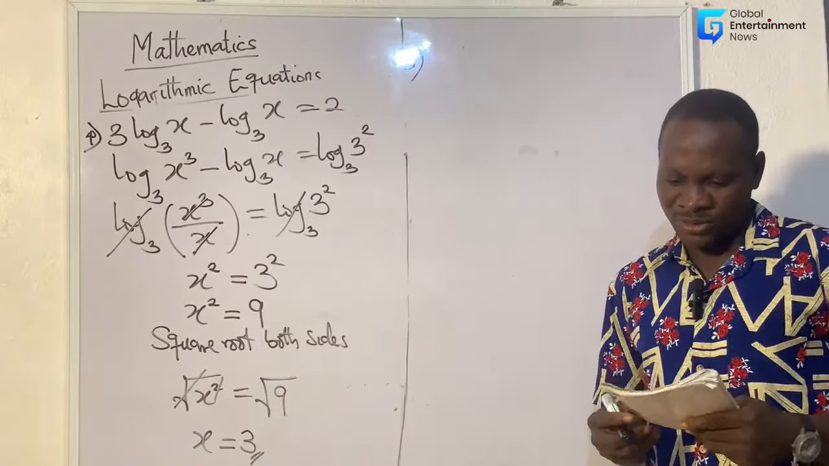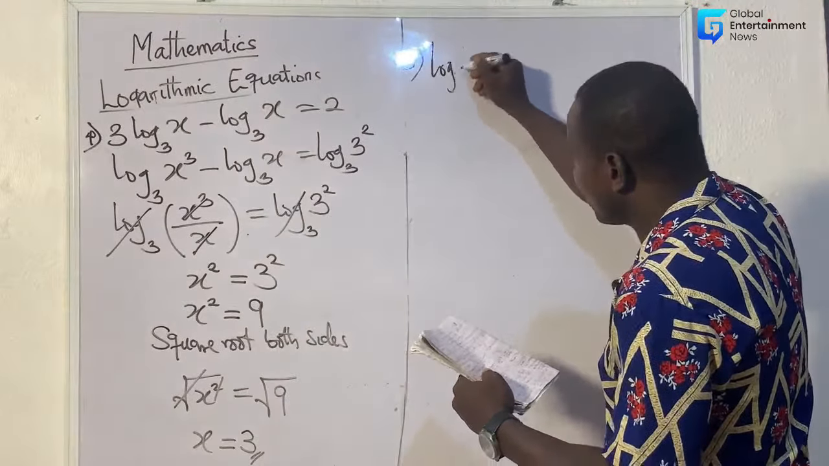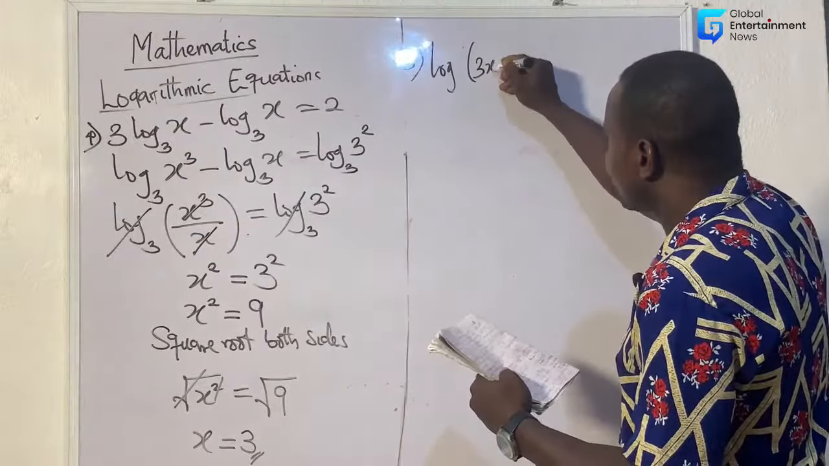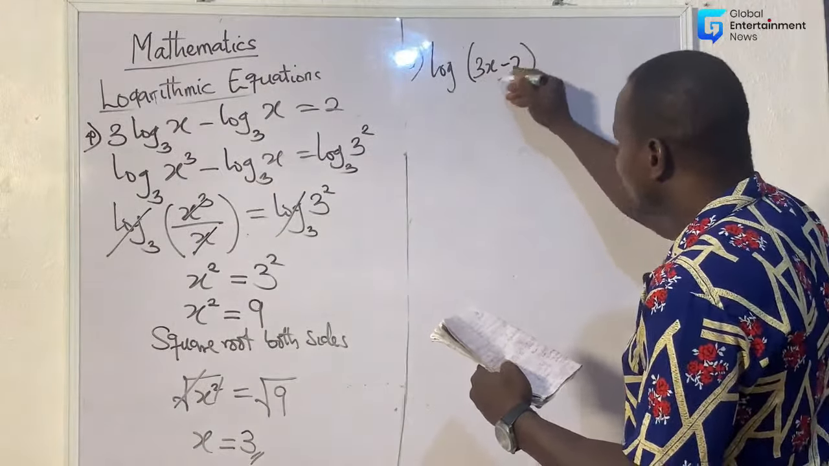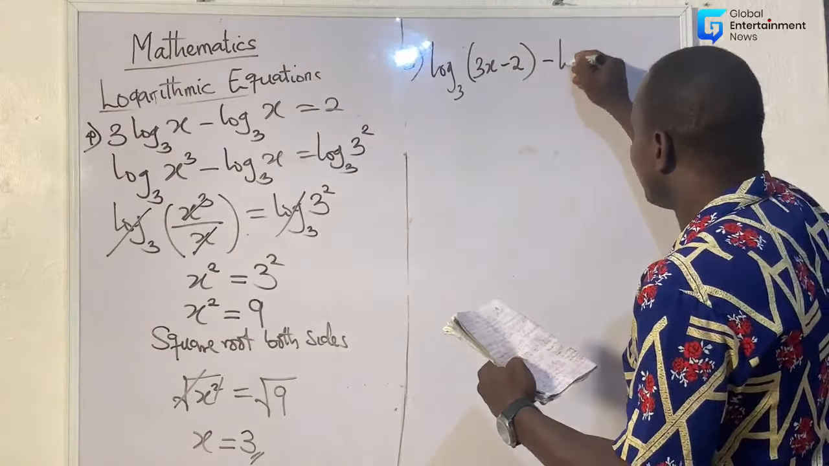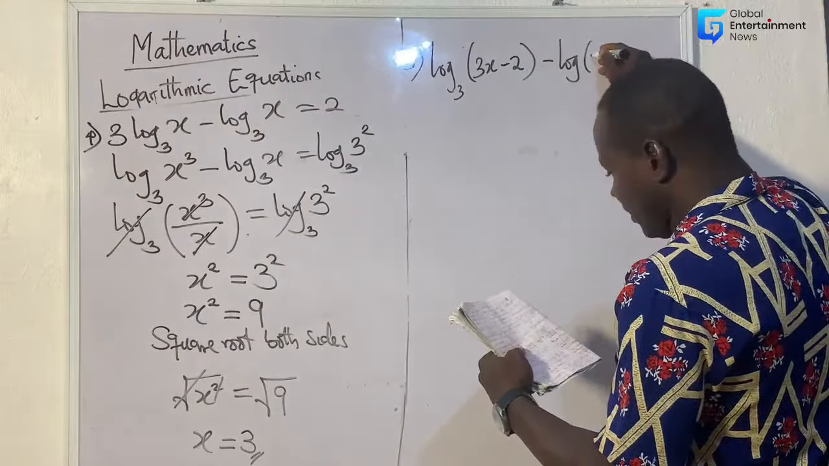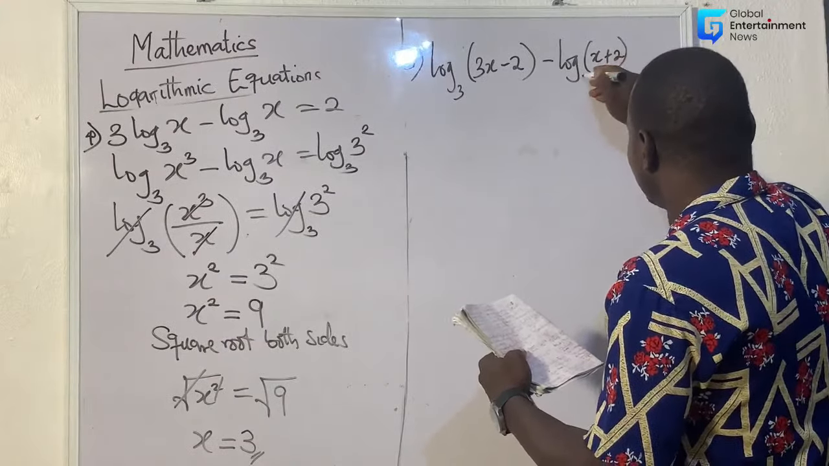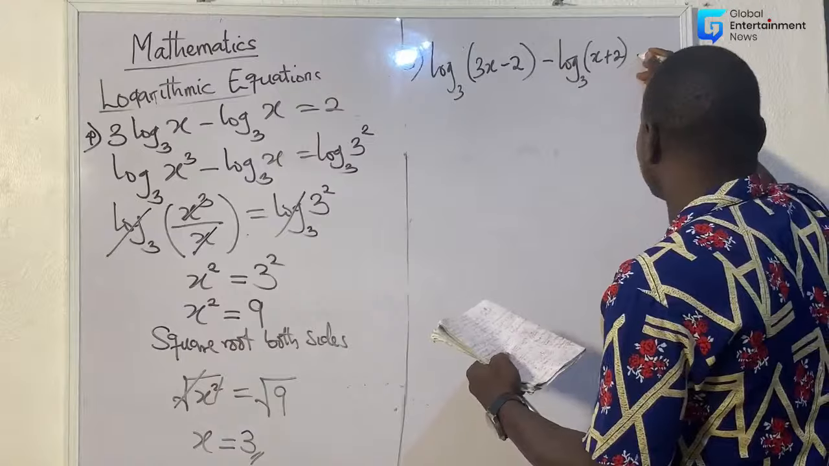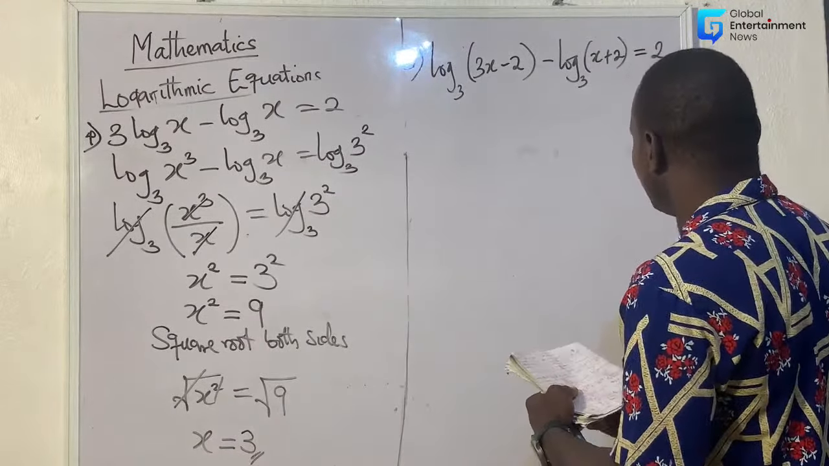Now let's look at the question. The question is: log of 3x minus 2, base 3, minus log of x plus 2, base 3, is equal to 2.